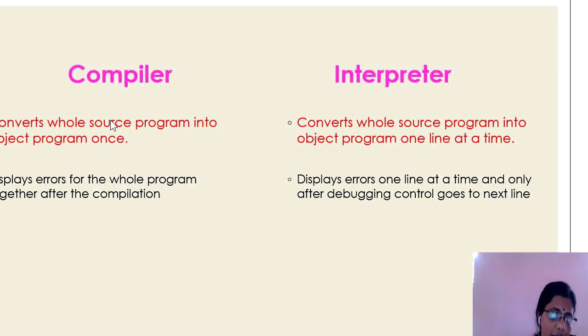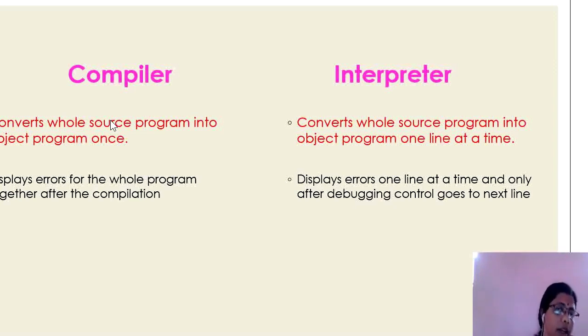Then it reads the second line. When it reads the second line, there is an error. Immediately what will it do? It will stop the translation. It will come and give you a message on your screen: there is an error in line number 2. So what do you have to do? You have to check the error, correct it, and then again put it for translation. So again it does line number 2.